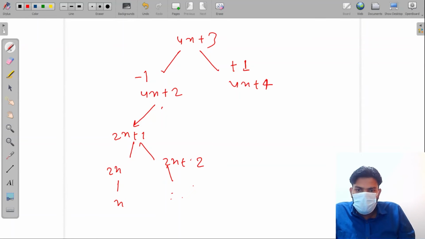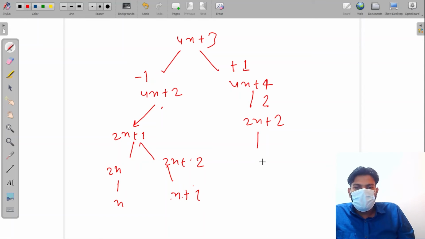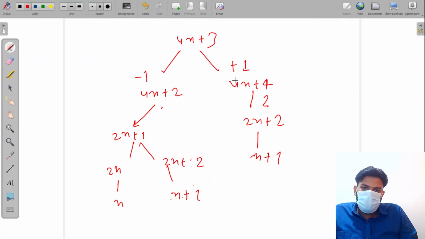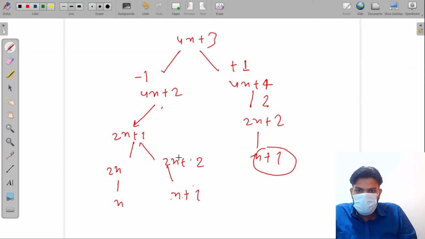Okay, and after that you got x plus 1. In this case what you have to do? You should divide with 2 and then you get 2x plus 2, and then you take again 2 and then you get x plus 1. So you take only 3 steps to reach x plus 1. But here you take 4 steps to reach x plus 1, and here also you take 4 steps to reach x.